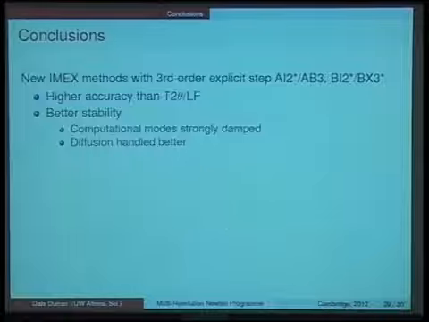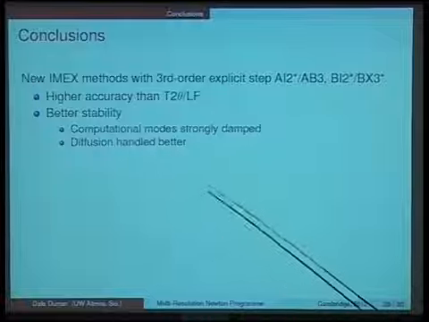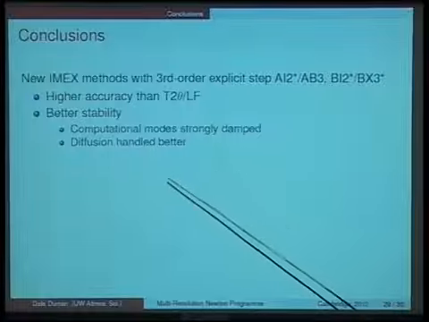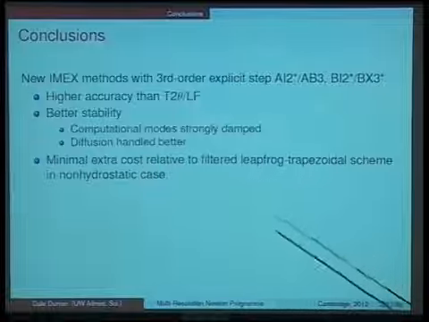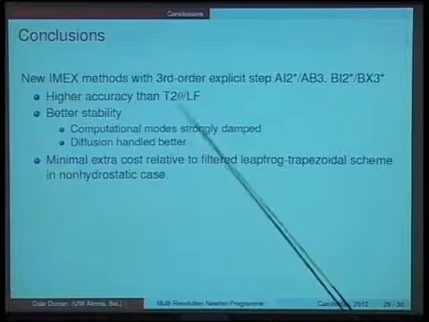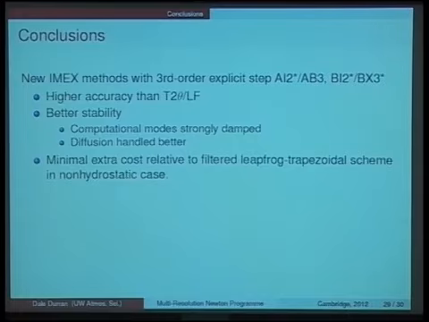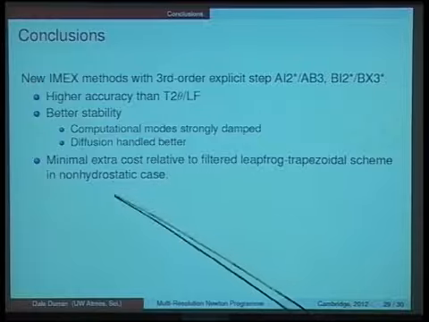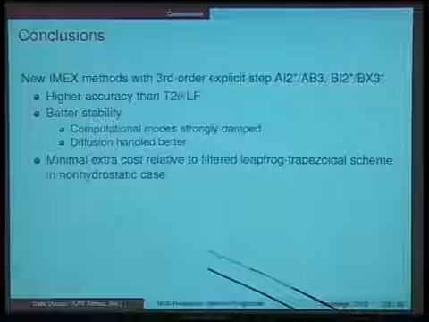Okay, so diffusion is also easy to handle in these contexts because these methods will have a robust region of absolute stability that's not just the imaginary axis, in some sense, if that makes sense to you. And they also actually have more scale selective computational damping than this traditional combination. Okay, and they can be minimal cost relative to the leapfrog trapezoidal scheme in the non-hydrostatic case. So if you're really trying to do clouds and are down at that grid resolution, these are very attractive methods.